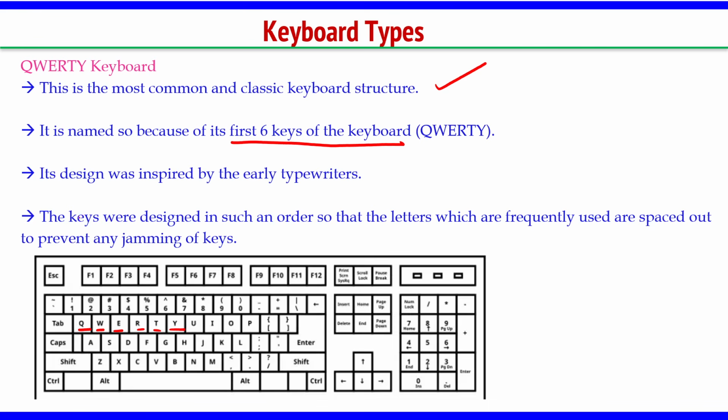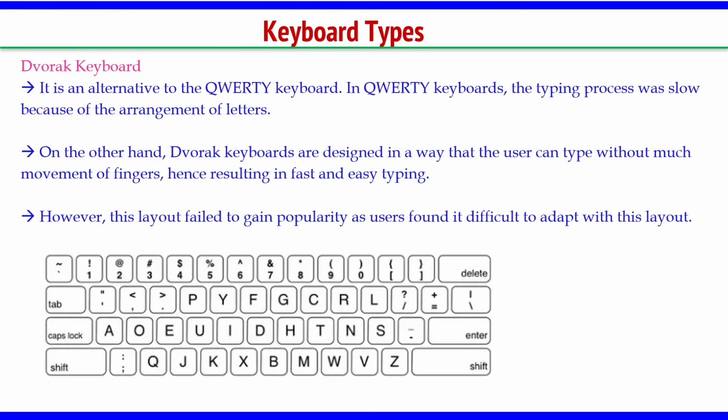Its design was inspired by the early typewriters. The keys were designed in such an order so that letters which are frequently used are spaced out to prevent any jamming of keys. Keys which we use frequently are placed in different places. They are not placed at one point, they are spread in different directions. Right. So this is how the QWERTY keyboard looks like.